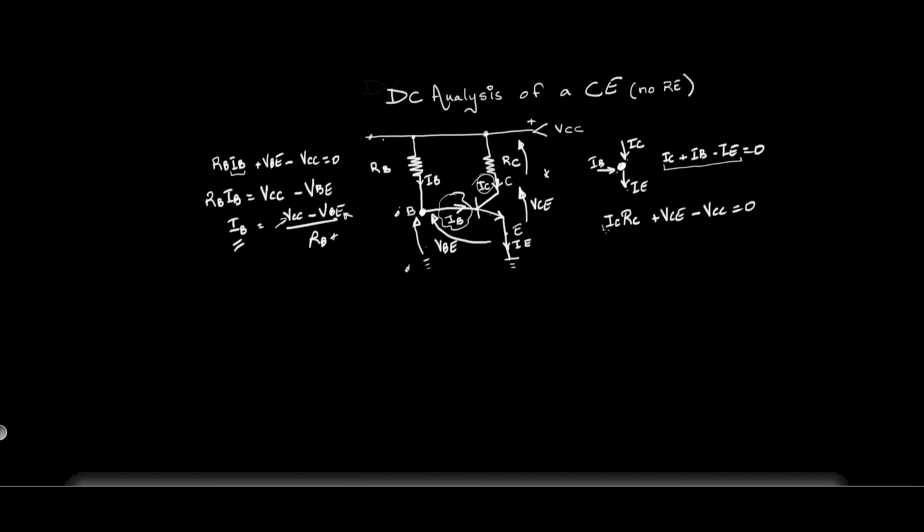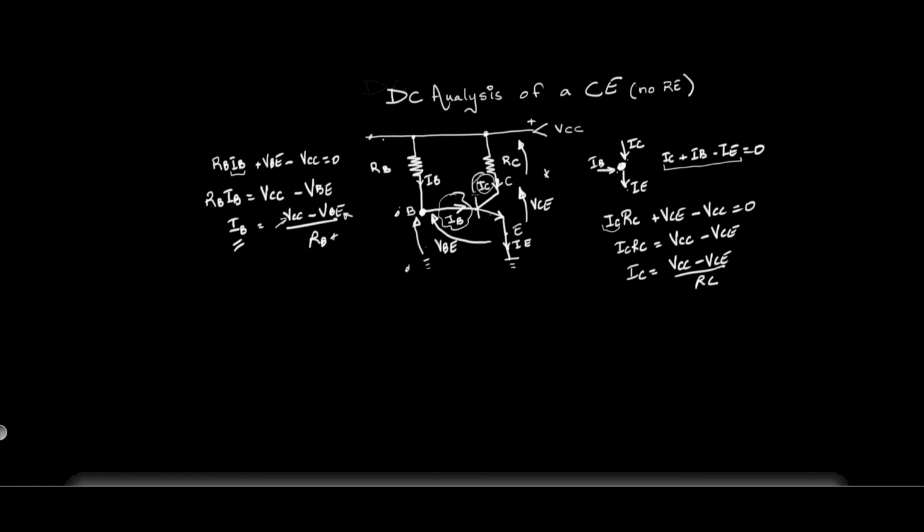Excellent. Can we extract IC out of this? Sure. Same thing we've done with IB. So we can go ahead and do IC RC equals VCC minus VCE. And then IC equals VCC minus VCE divided by RC.